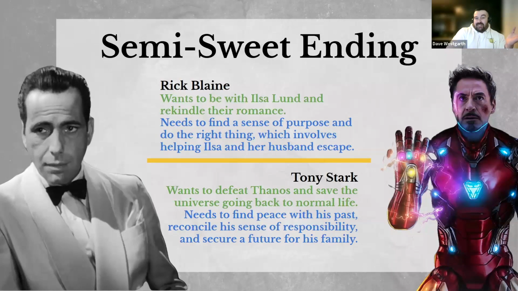We've got Rick Blaine from Casablanca, who wanted to be with Ilsa and rekindle his romance, but he gave that up in order to help her get away. He learned to do the right thing and helped Ilsa and her husband escape. So he got what he needed for his character development, but not necessarily what he objectively wanted.